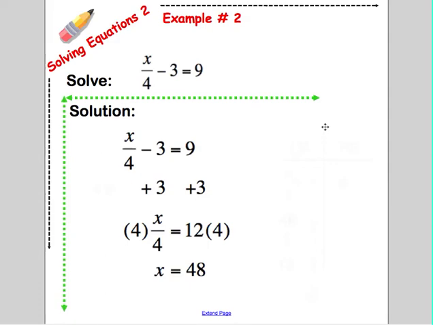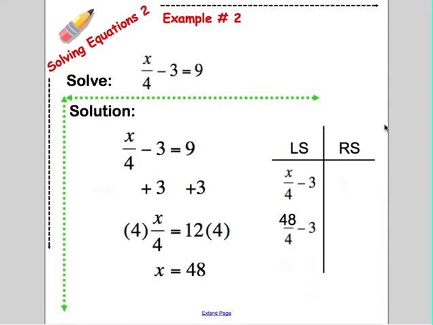Let's double check that in a left side, right side. So we'll set up our chart again. The left side of the equation was x over 4 minus 3. When we substitute in our solution, that leaves us with 48 divided by 4 minus 3. Well, 48 divided by 4 is 12, and if we subtract 3 from 12, we end up with 9. Conveniently enough, that equaled our right side, which means that since our left side equals our right side, x equals 48 is the solution of this particular equation. I think we're ready for example 3.